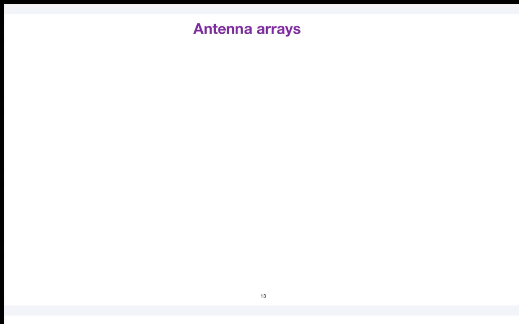So the next case, having said that, in the two-element case, your electric field is 2E cos(psi/2), right? So this is the contribution of two factors. One is the difference in the phasor current, plus the other one is the difference in the distance.